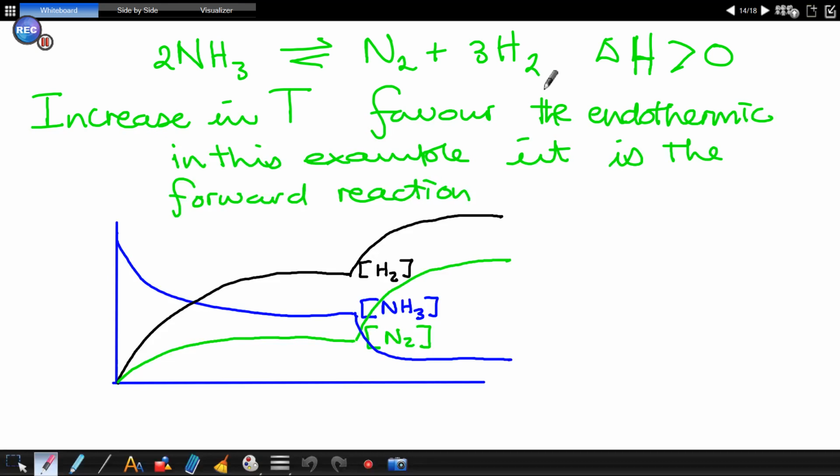Here the equilibrium will shift to the right because it makes more nitrogen and hydrogen. You see the hydrogen concentration goes up and the nitrogen concentration goes up. The ammonia concentration goes down. Okay. So the ones that are increasing, that's the direction in which it shifts. Yes. Hugo?